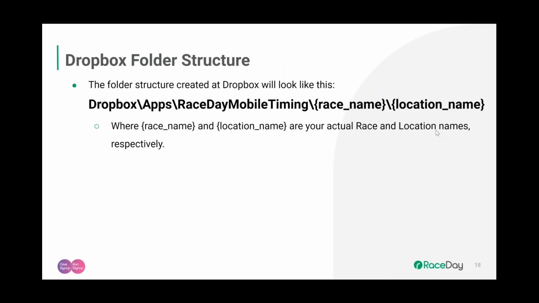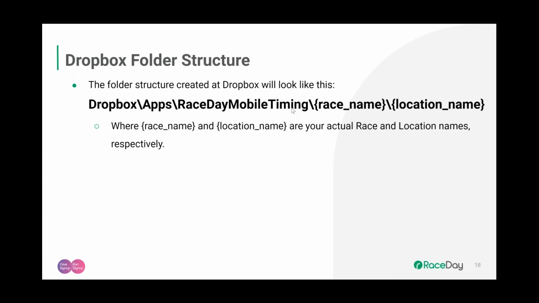So the folder structure that we were talking about, you will need to create a folder and it'll be under Dropbox, apps, and then race day mobile timing. And then you'll have your race name and location name, where race name is the race name and location name are your actual location names. So you will need to have this folder, race day mobile timing, put into your Dropbox account, and that is where the files are going to land once you connect.